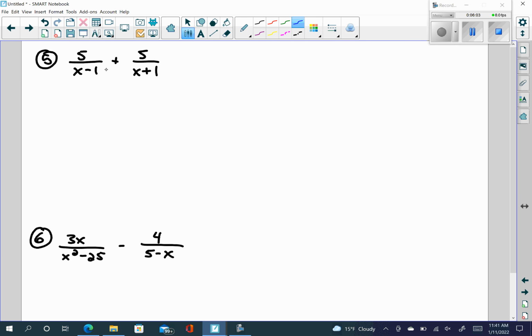All right, when we take a look at number 5, we have an x minus 1 and an x plus 1 as our denominators. These are not opposites. Opposites would be an x minus 1 and a 1 minus x. And there's no way to factor these, so our LCD is just both of them together. They have nothing in common, so we simply multiply them both together.